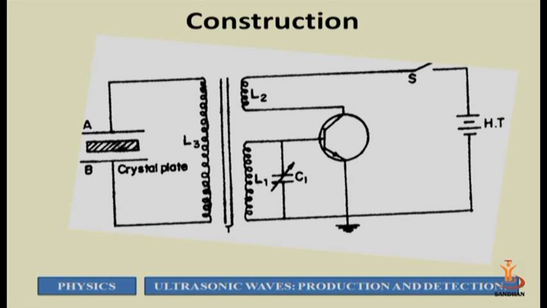Here we are using variable capacitor C1. We are able to change the value of the capacitance in such a way that the L1 C1 resonant circuit will give the exact value of the natural frequency of the quartz that we are using between plate 1 and plate 2.